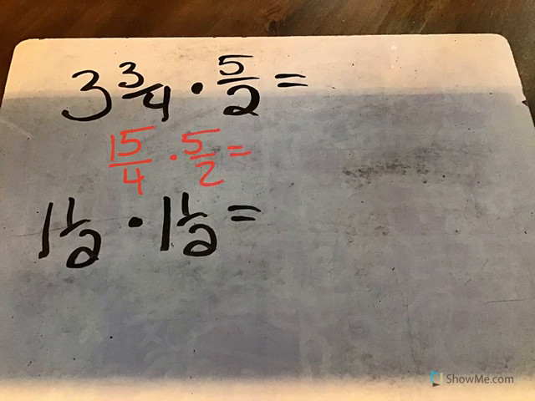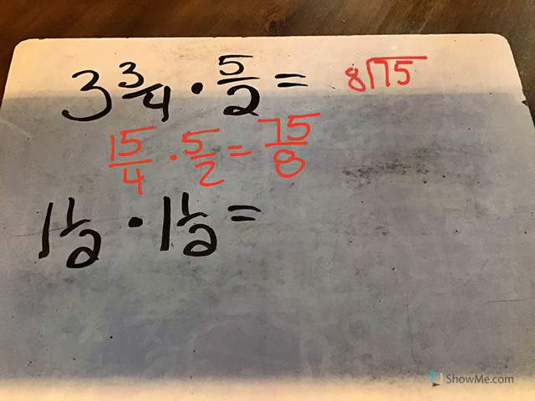At this point, I can multiply my numerators. 15 times 5 is 75. And then 2 times 4 is 8. Now, I'm not done yet because that is an improper fraction. I can simplify it, so I'm going to divide 75 by 8. 8 won't go into 7, but will go into 75 9 times. 9 times 8 is 72. I subtract, and I get 3.